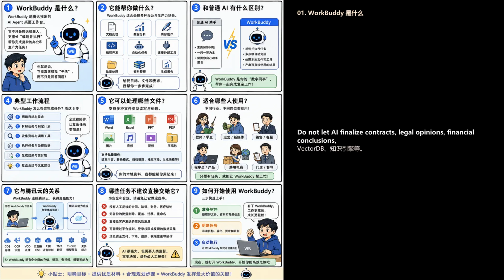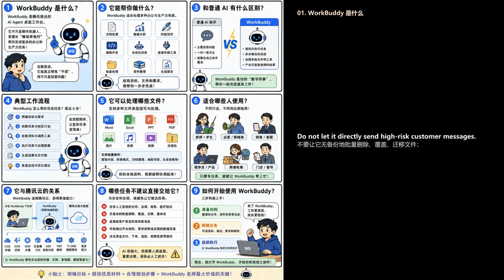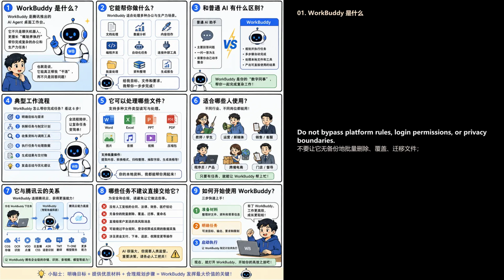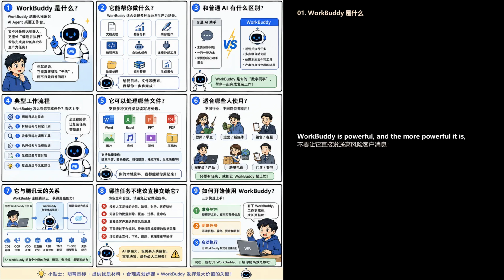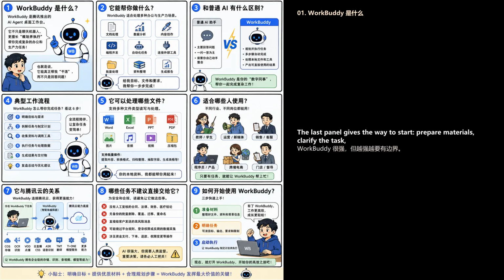Do not let AI finalize contracts, legal opinions, financial conclusions, or medical conclusions without human review. Do not let it batch delete, overwrite, migrate, or rename files without backup. Do not let it directly send high-risk customer messages. Do not bypass platform rules, login permissions, or privacy boundaries. WorkBuddy is powerful, and the more powerful it is, the more clearly we need boundaries.